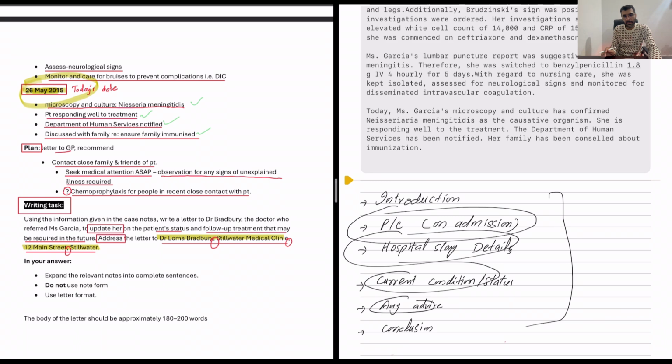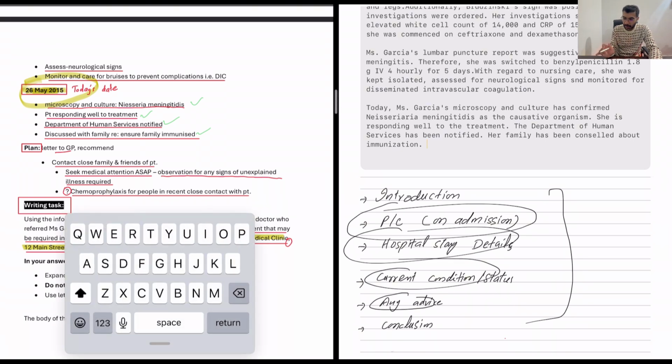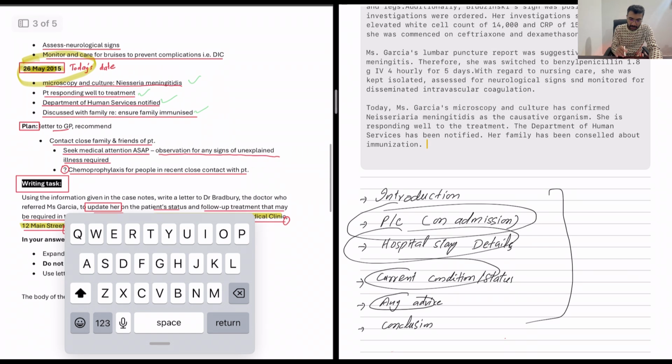Today, Ms. Garcia's microscopy and culture has confirmed Neisseria meningitis as the causative organism. She is responding well to the treatment. The Department of Human Services has been notified. Her family has been consulted about immunization. It's given here, discuss family regarding immunization.